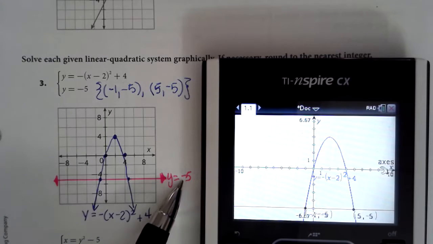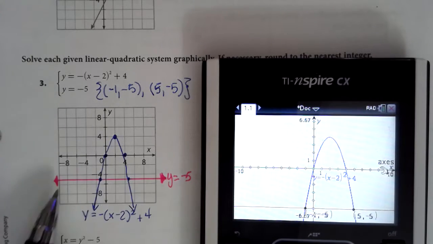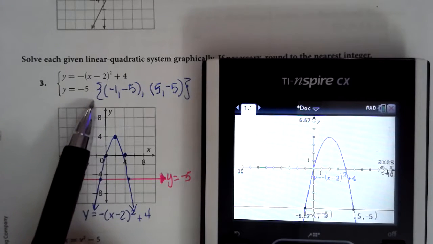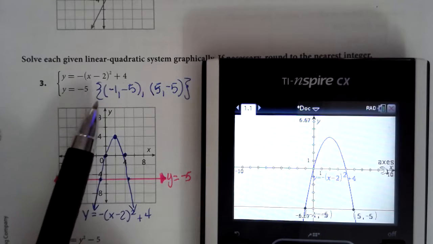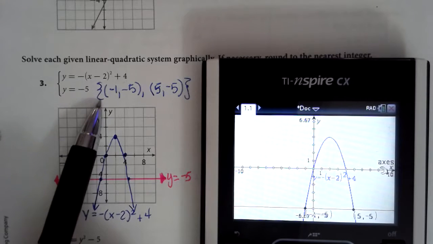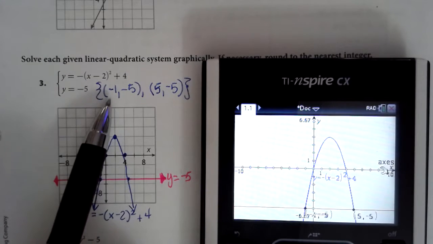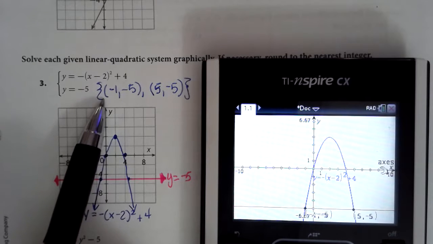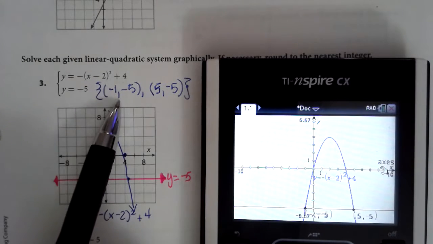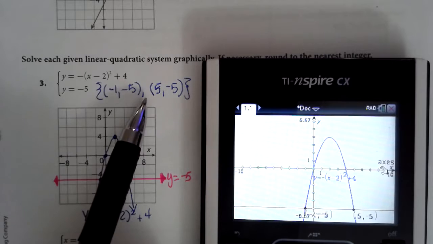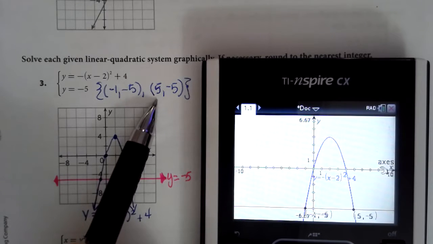And then we can draw our y equals -5 across, and we see our 2 intersection points, which the correct way to write an intersection or our solutions is braces, comma, squiggly brackets, -1, -5, comma, and then the second point is 5, -5.